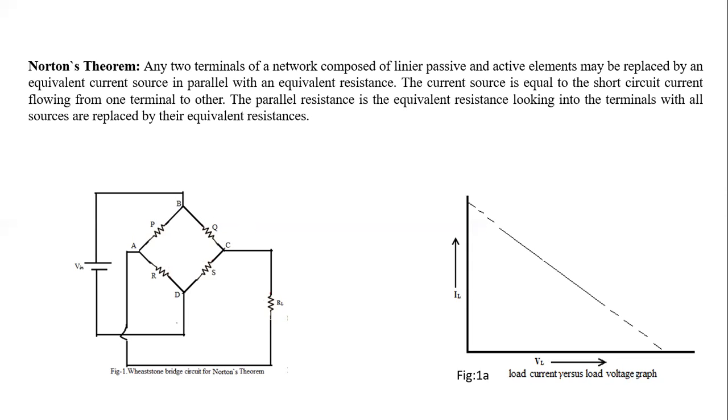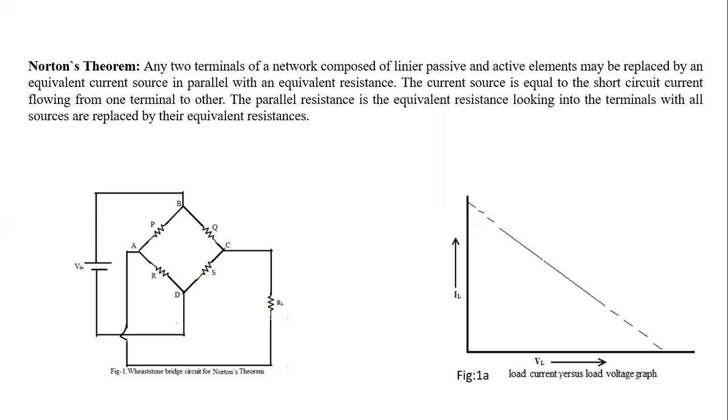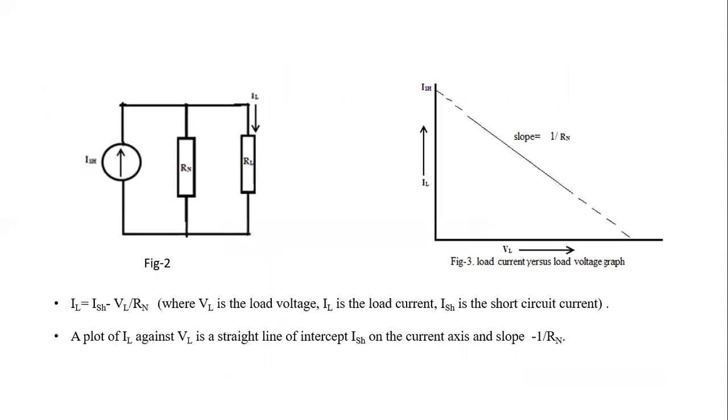Like here it has been shown that IL will be on the y-axis and VL will be on the x-axis. So we'll take different resistance values. At the load side, we'll vary the resistance, and accordingly we'll measure VL and IL, and we'll plot them like this. Okay, so one graph we'll get from here. Now, if figure 1 and figure 2 are the same circuit, then the graph obtained from figure 1 and the graph obtained from figure 2 will also be the same.